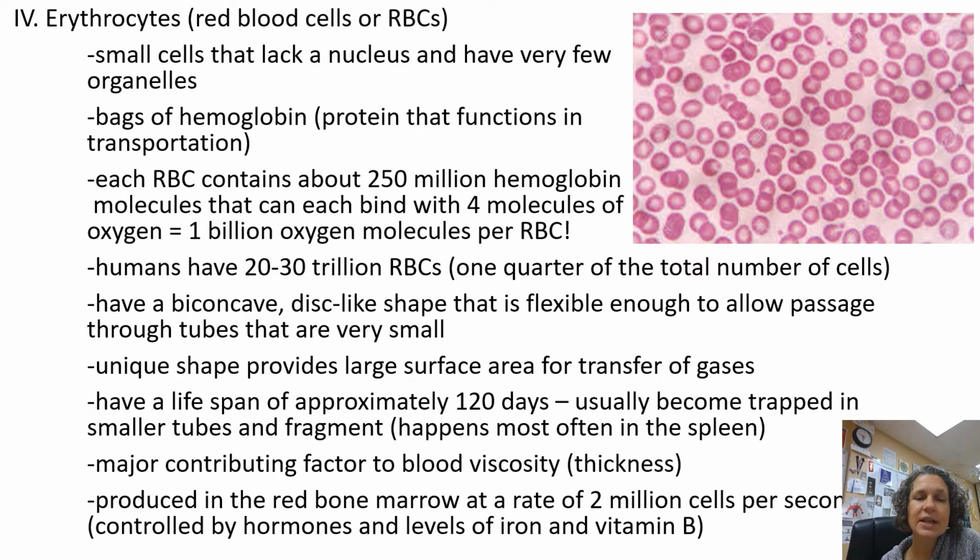The number of red blood cells contributes to your blood viscosity. It is again one of those things I measure and look at. Red blood cells are produced in the red bone marrow, usually at a rate of somewhere around 2 million cells per second, and this is controlled by the amount of iron that you have in your body. It's a component of the hemoglobin molecules, as is vitamin B in your body. So those are 2 important things to have. And then your hormones tell your body what to do.